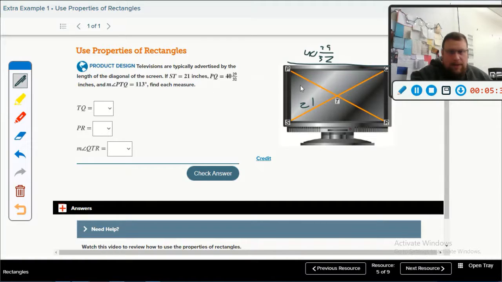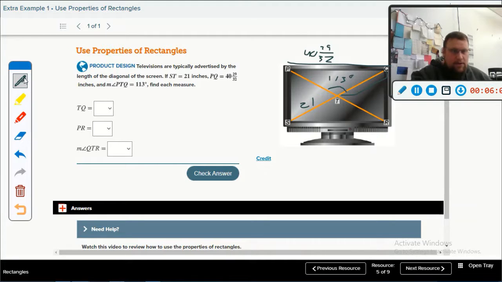And we know that PTQ, this angle right here, is 113 degrees. Find each measure. Well, what is TQ? TQ should be, remember, diagonals bisect each other, so it should be the same as ST, correct? Because this distance right here is just the same.